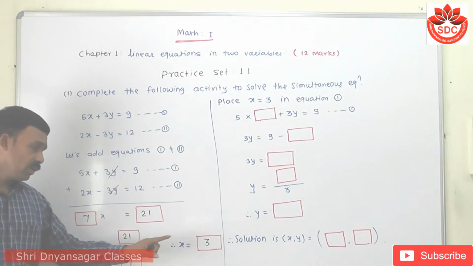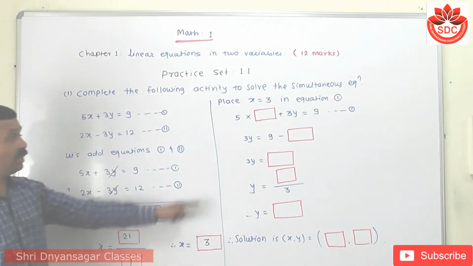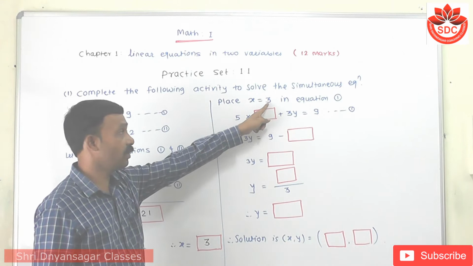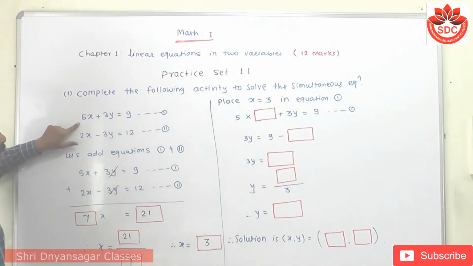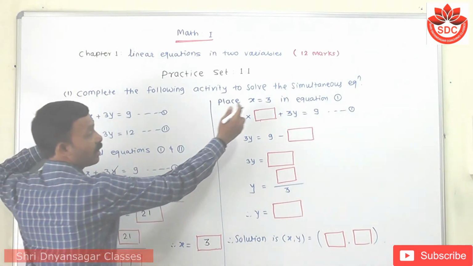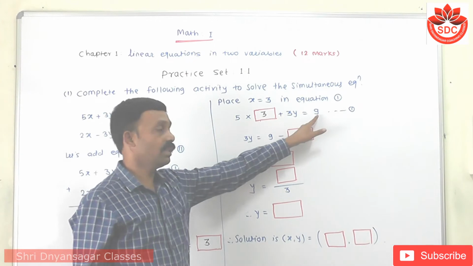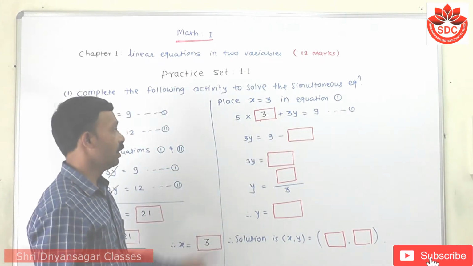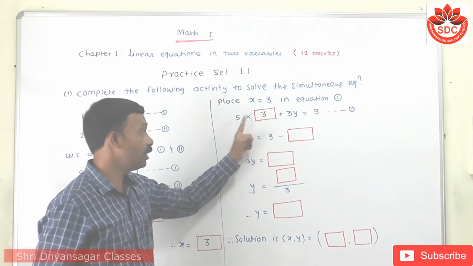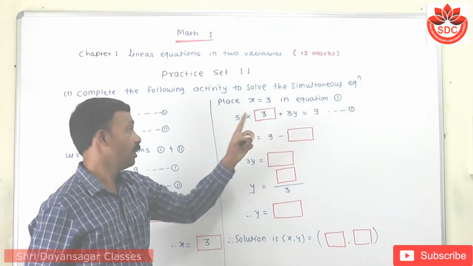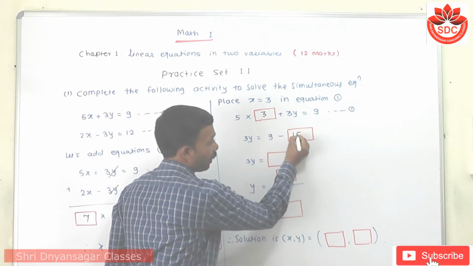Now student, we can substitute this value in any equation, but in this place x equals 3 in equation number first. The equation first is 5x. We have to place the value of x, which is 3, so I have to write 3 here. Then plus 3y equals 9. This is equation number first. Then 5 3s are 15. Now the next step is to directly take this 15 and transpose it to the other side. This is plus 15. When we transpose it, it converts to minus.